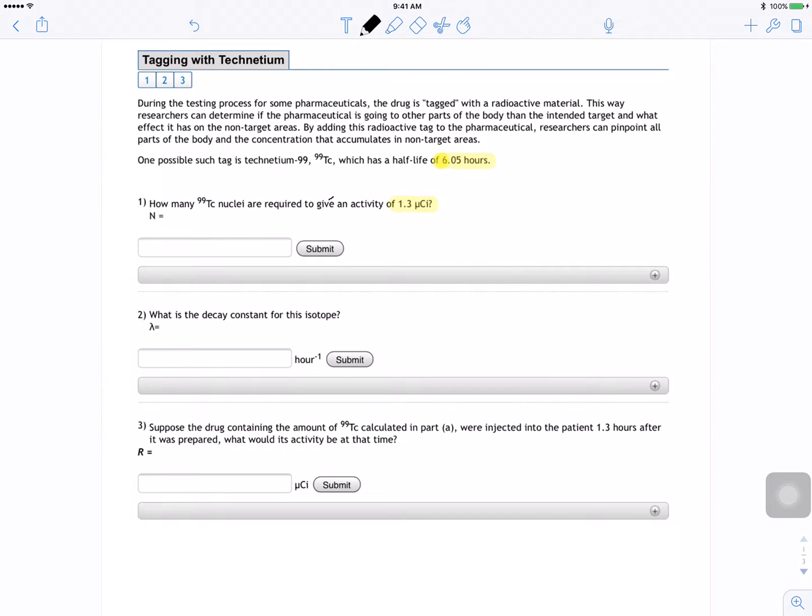Okay. So from here, let's find the decay constant. And before we do that, let's change it to seconds. The half-life is going to be equal to 6.05 times 60 times 60. So this is minutes and this is seconds. So the half-life is going to be equal to 21,780 seconds. Cool.